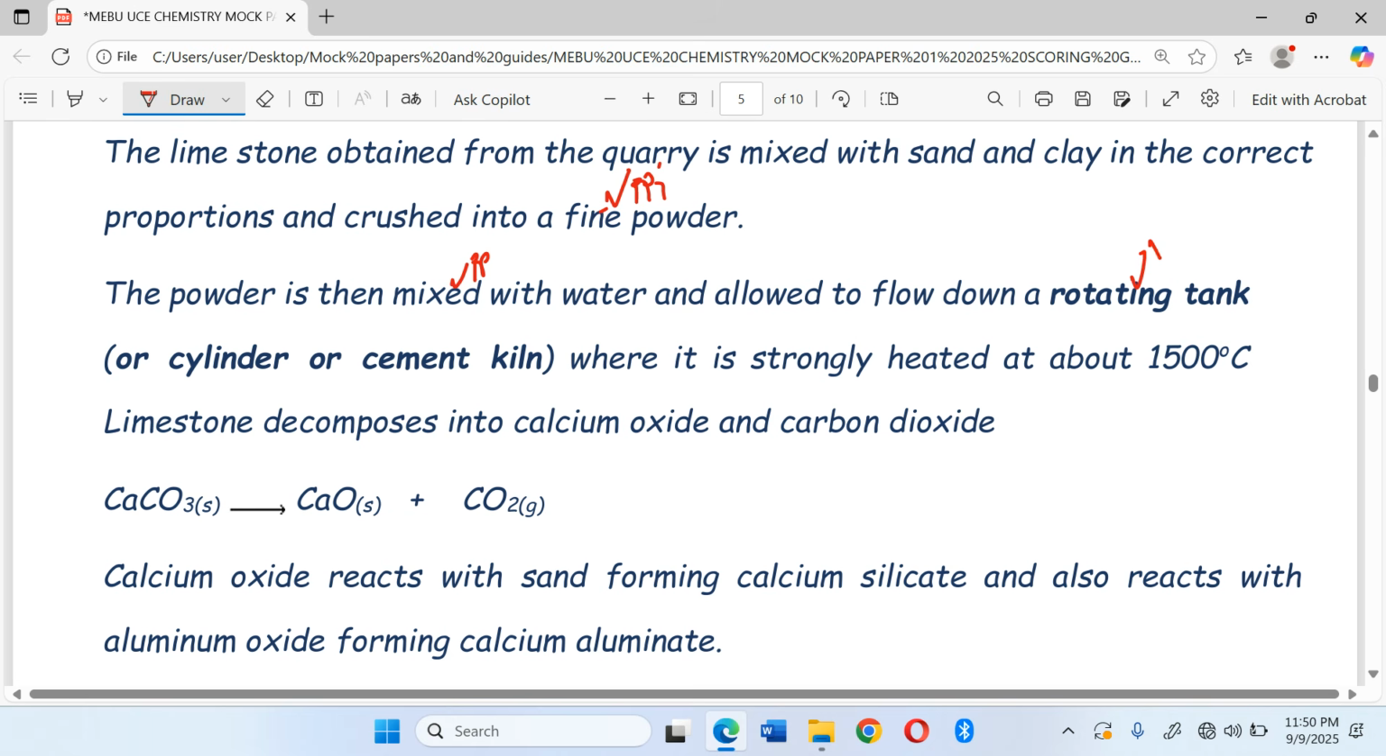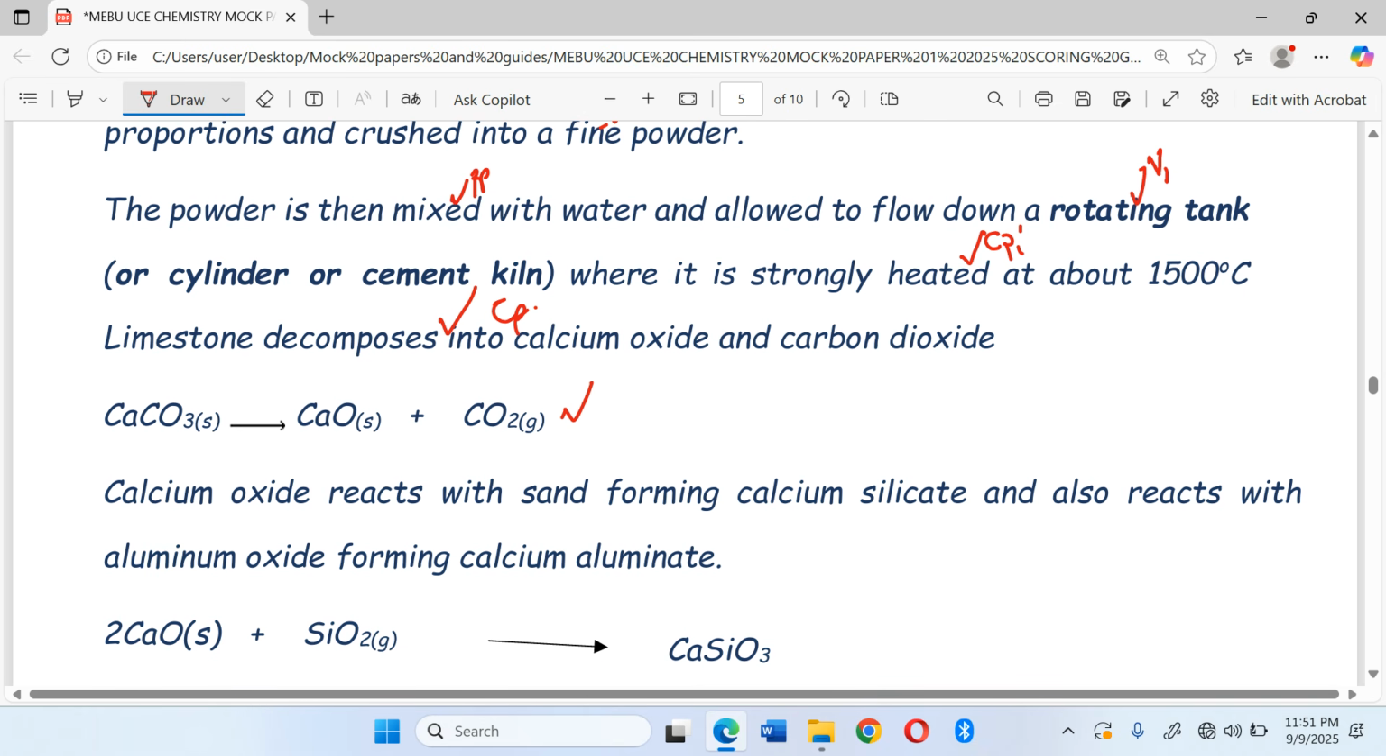So the rotating tank, we call it the what? The vessel, where it is strongly heated now. When you are heating at about 1500, here it is a chemical process that we have identified. So it is heated at about 1500 degrees Celsius, and then the limestone decomposes into calcium oxide and carbon dioxide. So that is the chemical process. So we can also have the word equation or the symbolic equation, and you'll be very right.